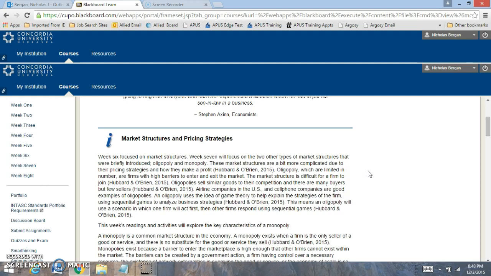A good example of an oligopoly would be airlines. Airlines are highly competitive. There's only a few firms in the market, and they watch each other when they make pricing decisions. You'll notice that the level of competition will be very important. With oligopolies, there are not as many firms operating, so they're able to watch each other and respond to each other's pricing.